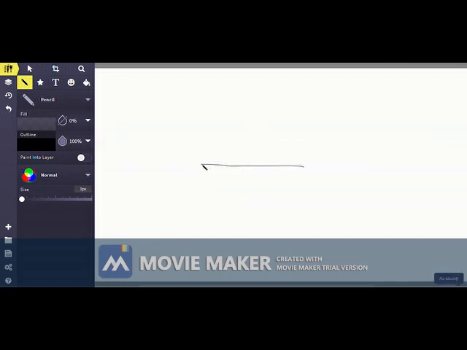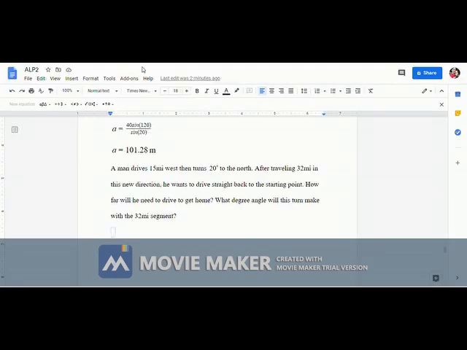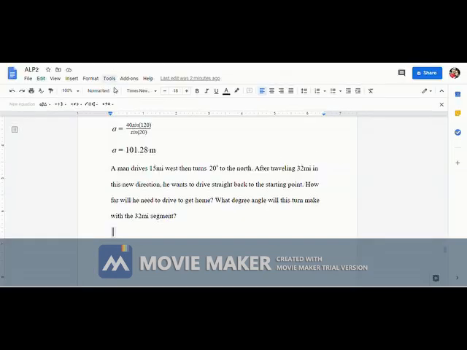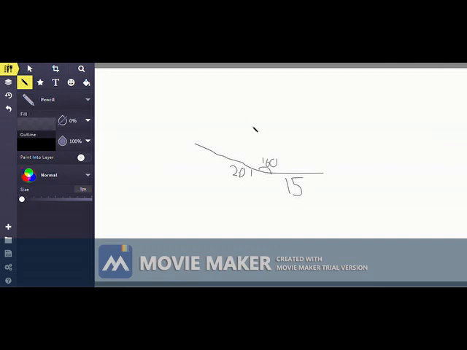It says a man drives 15 miles west. Then he turns 20 degrees to the north. So that's 20 degrees here, which means this angle equals 160. And he drives 32 miles in this new direction, so this length equals 32. This is this angle.